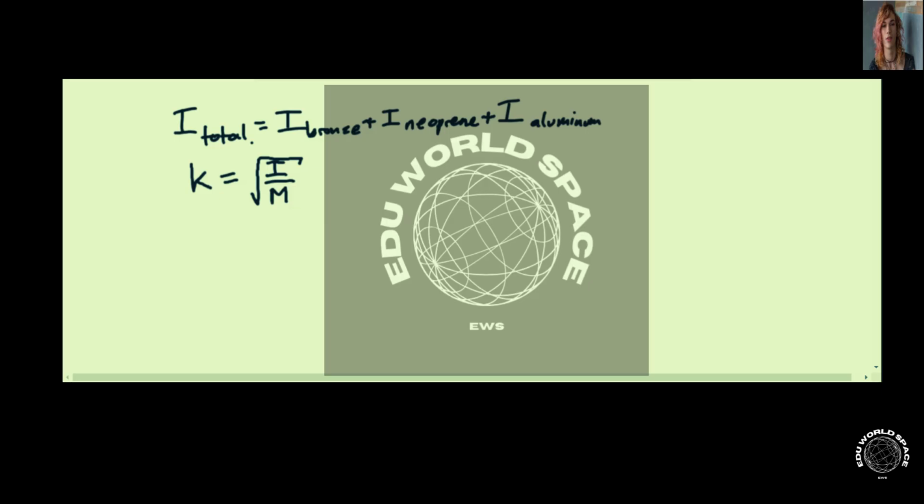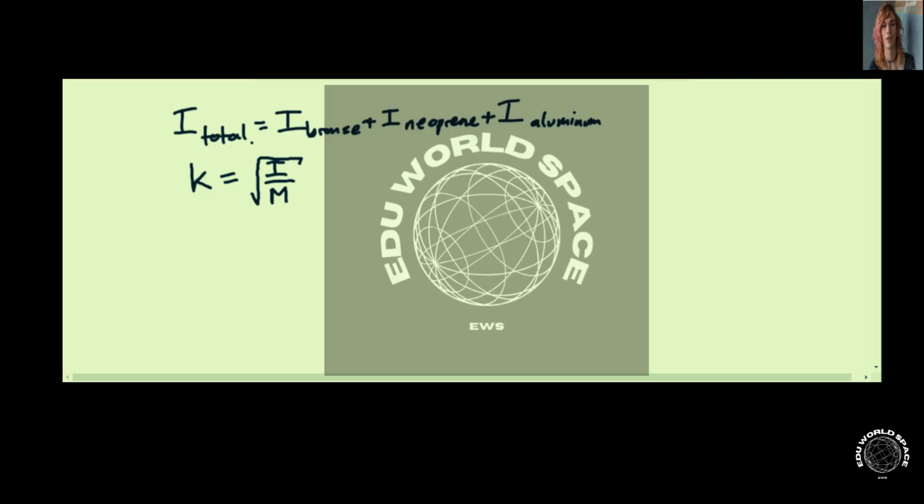All right, in this problem, you need to find the moment of inertia of a machine component that is composed of nested cylinders made out of bronze, neoprene, and aluminum. After you find the moment of inertia, you need to find the radius of gyration k, which is given by the square root of the moment of inertia divided by the total mass m.